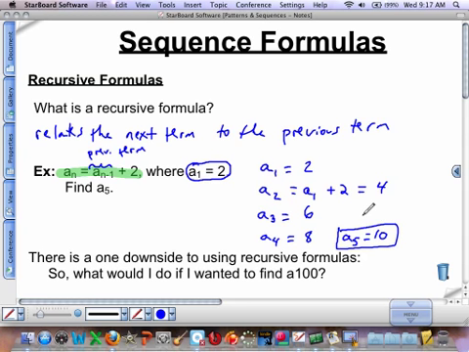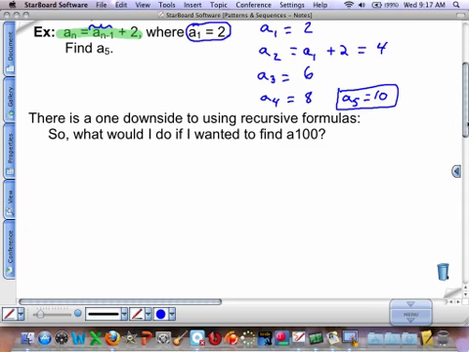But look at the next question. Suppose I wanted you to find a sub 100. Find the 100th term. Well, couldn't you take the 100 and times it by 2? Wouldn't that give you your answer? That's a different type of formula. It's called an explicit formula.